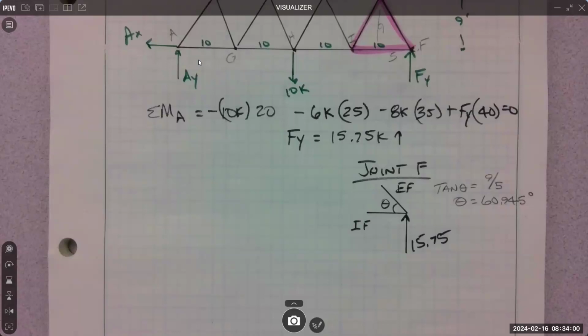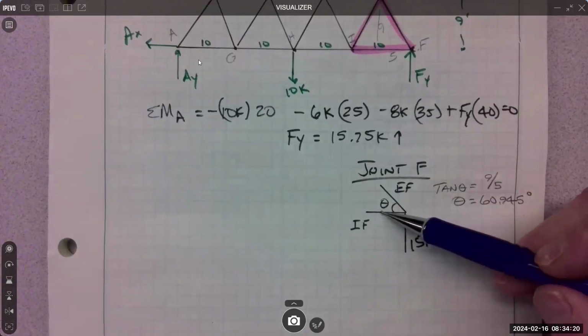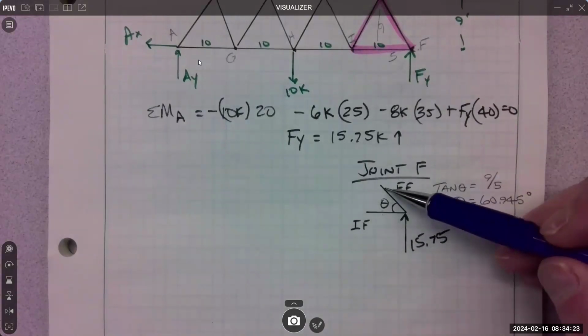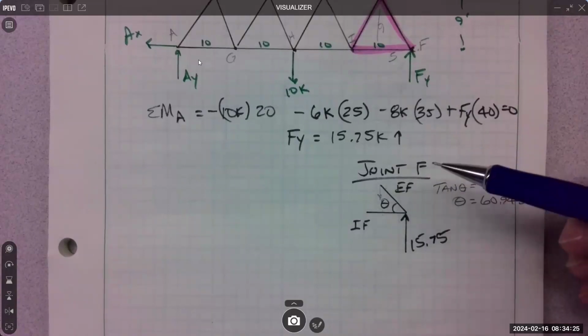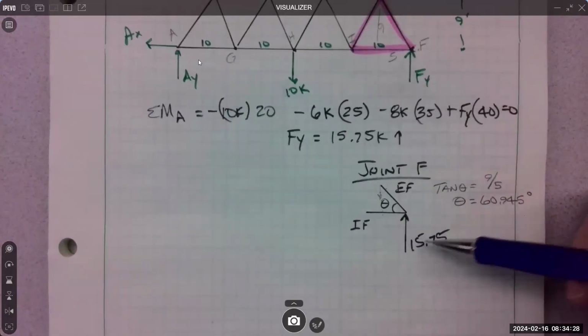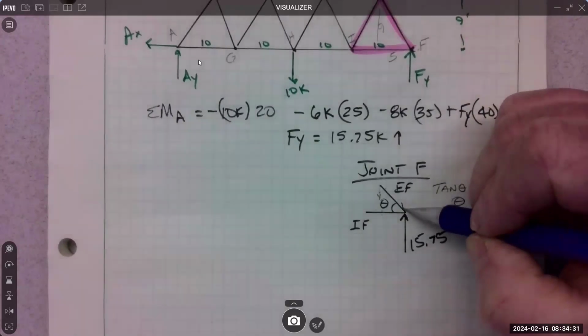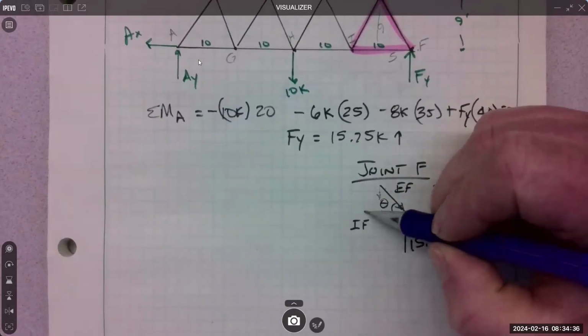Which way does EF have to point? EF has to have down effect. IF can't do down effect, right? It's all in the X. So this has to have down effect, which means that little component's got to come down. Actually, it's equal to 15.75. That means EF comes down. If EF comes down, that means EF is also going to the right. That means IF has to go left.